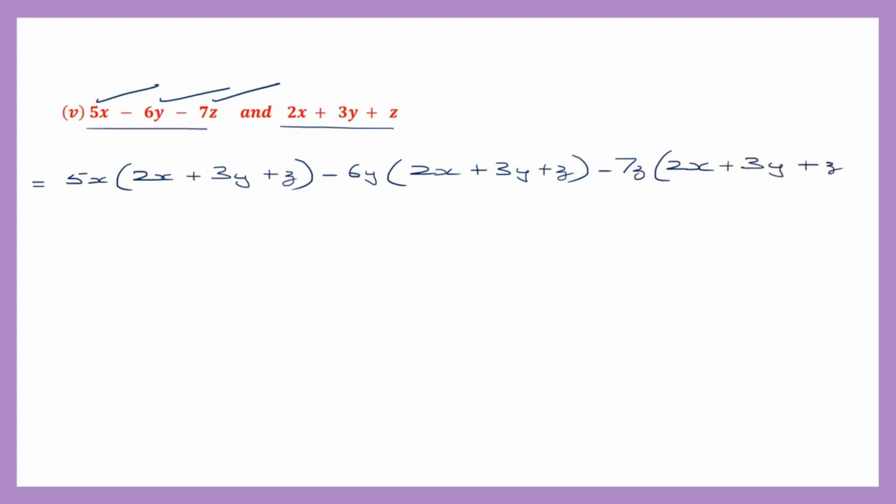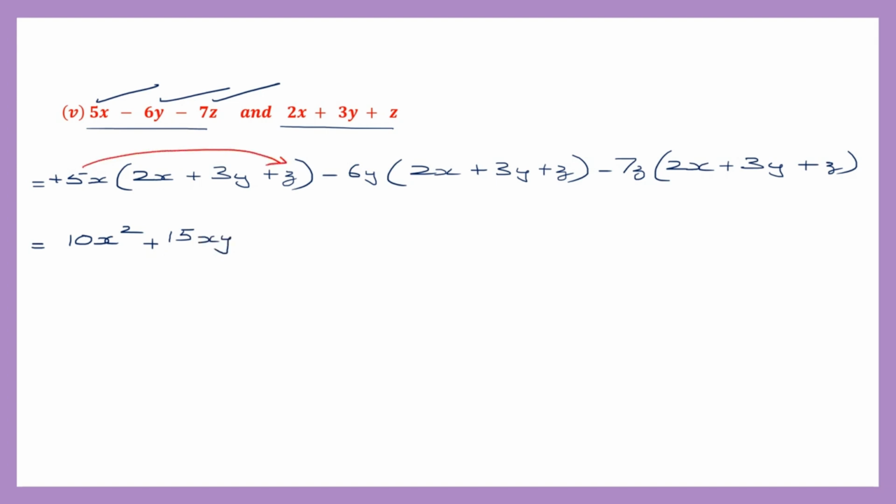Now we need to multiply carefully 5x into 2x. Let's try and do it here itself, wherever it's easy. Multiply the numbers. 5 2's are 10. x into x is x to the power of 2. So we finished the first one. Now let's multiply 5x into 3y. So let's multiply the signs. Both are plus. So that means the answer will have a plus sign. Now 5 into 3 is 15. x into y is xy. So we've got 15xy.